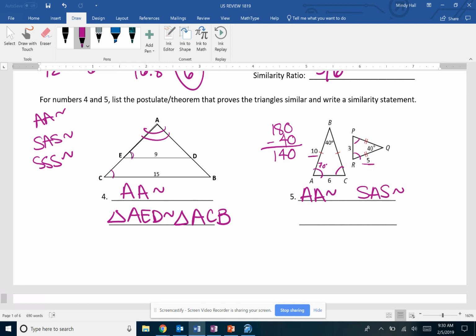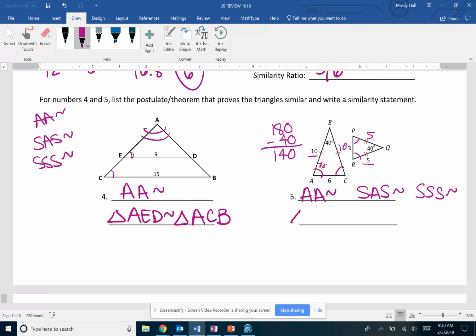So either one is fine, because 10 to 5, that's half as much, and 6 to 3 is also half as much. So SAS would also work. And technically, you could also prove SSS with this one, kind of depending on how you looked at it, because if you knew that that was 10, then you could prove that all the sides are proportional as well. So that's one where any of them will work. You just have to know how to prove each one.